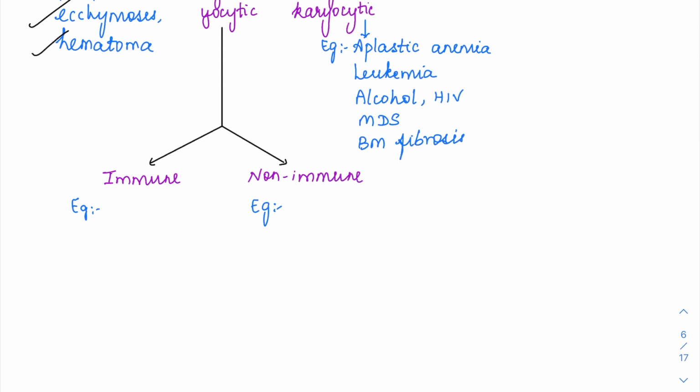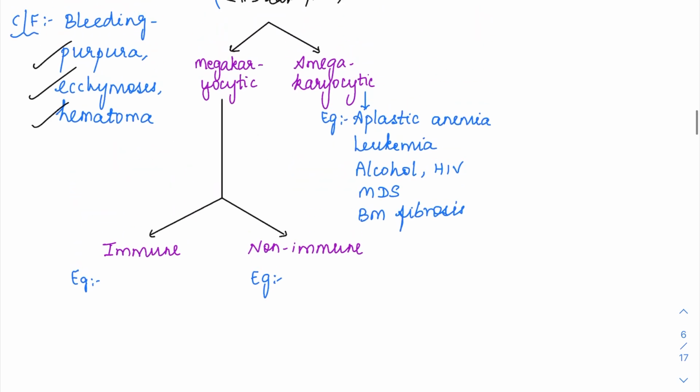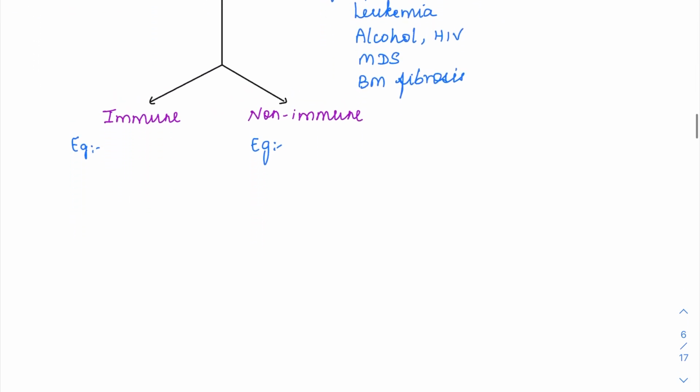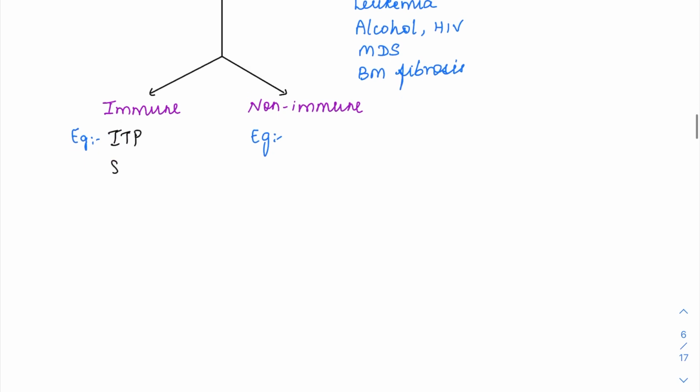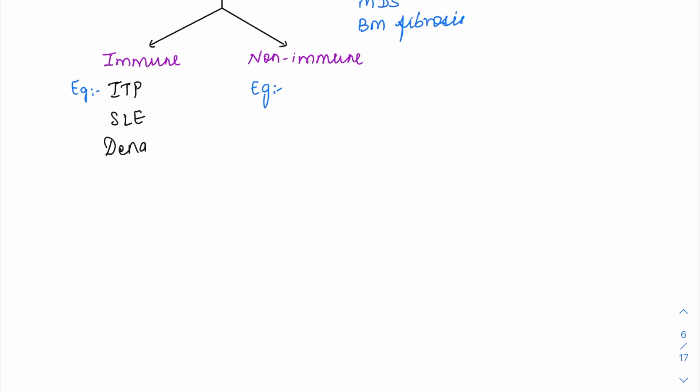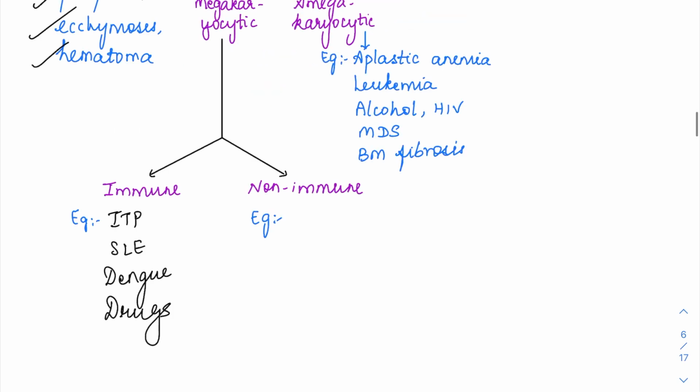In the immune mediated mechanism, there is some kind of autoantibody or immune mechanism by which the platelets are being destroyed. In the non-immune mechanism, nothing as such is there, but the platelets are going to decrease. Under immune megakaryocytic thrombocytopenia, we have the examples of immune thrombocytopenic purpura, ITP, then SLE. In SLE, again, you are going to have autoantibodies formed against the platelets. Then in dengue fever, the platelets are usually specifically attacked by the flavivirus. Then certain drugs again can cause thrombocytopenia.